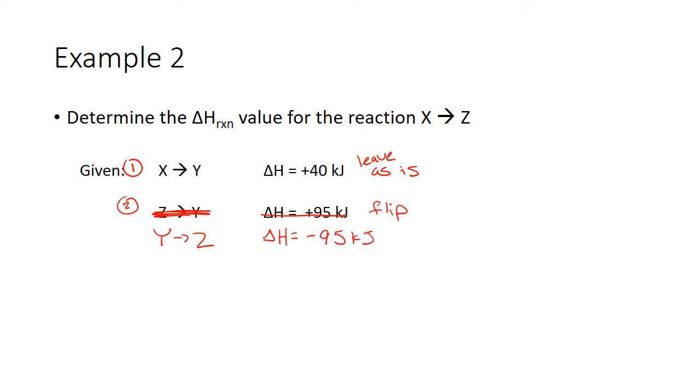So now we're ready to add these equations up. You can see that the Ys would cancel. We would get the equation we're looking for. So we have 40 minus 95. Philip, do you know what 40 minus 95 is? Probably not, right? You want to type it in the calculator? Do 40 minus 95. Negative 55, everybody. Awesome. So we have negative 55 kilojoules.